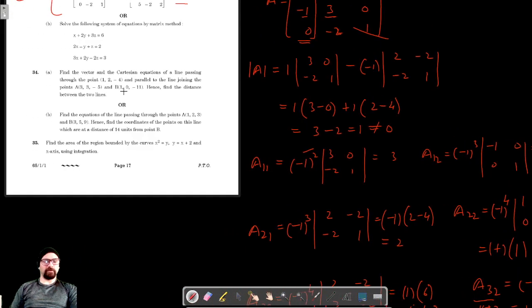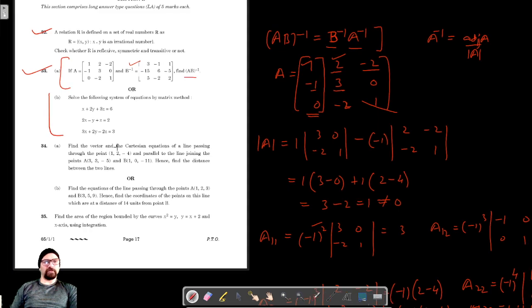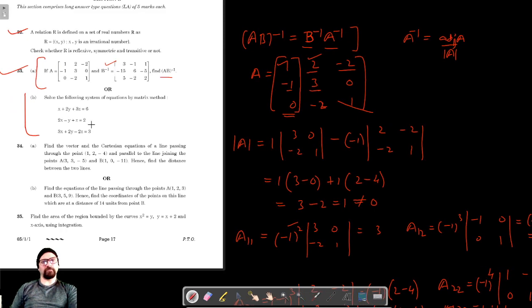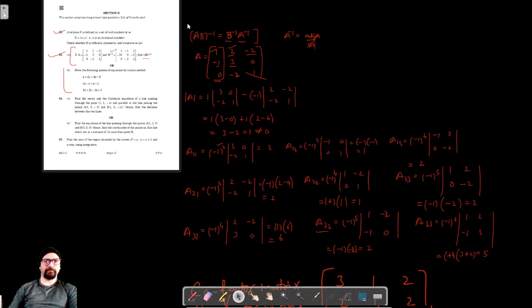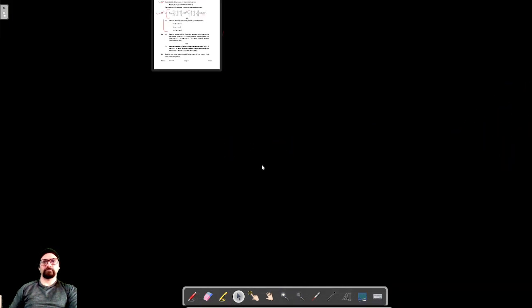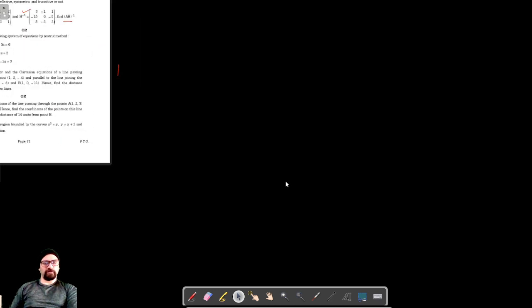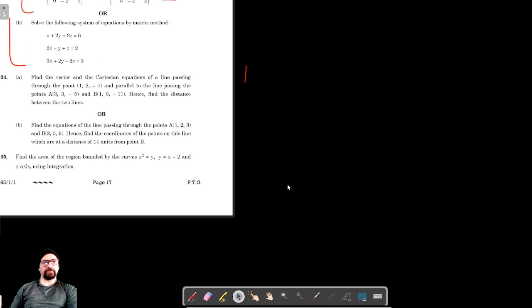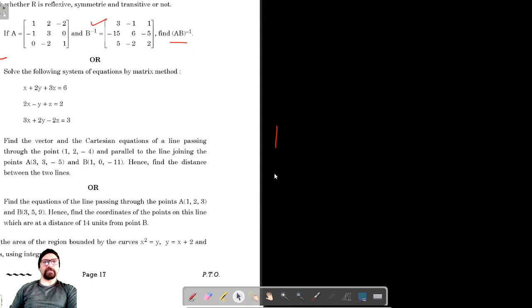The next part of question number 33 is part B, where we have to solve the following system of equations by using the matrix method. So let me just erase all of this. Okay, now let's move on to the second part of this question.